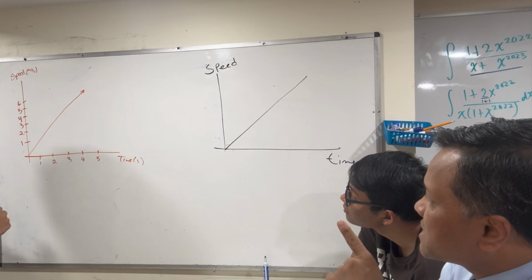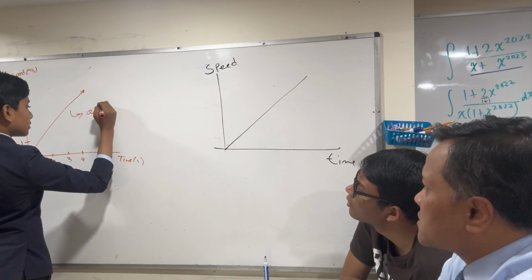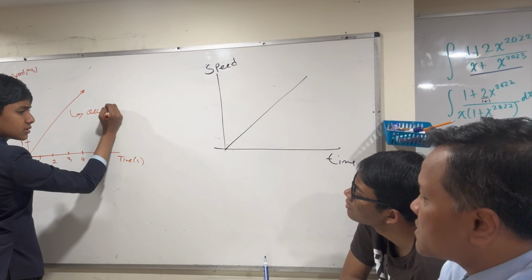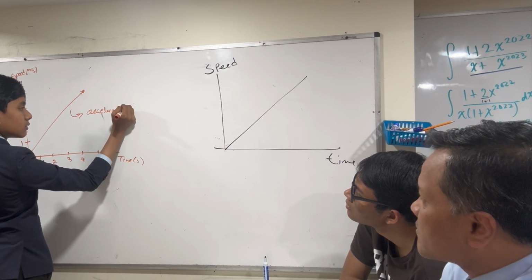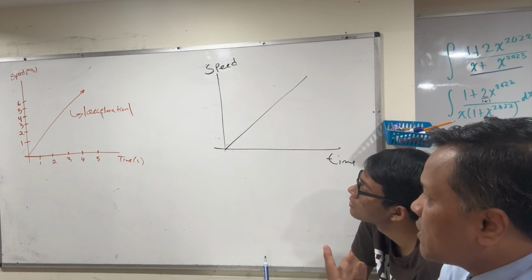What is the name of this slope? This is what we call acceleration. Good. No, it's the magnitude of acceleration. Yeah, sure, same thing. How is it not acceleration? Speed versus time. Okay. All right, go ahead. Finish it.